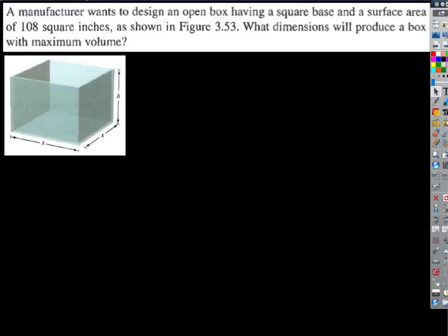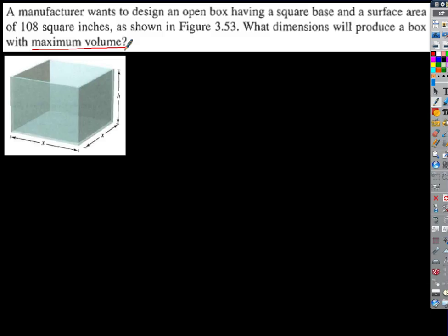Right? And they give us some information about this box. Okay. Well, I'm going to pause this for a minute. In this case, the quantity we want to maximize is volume, right? Find maximum volume. So how do we go about doing this?